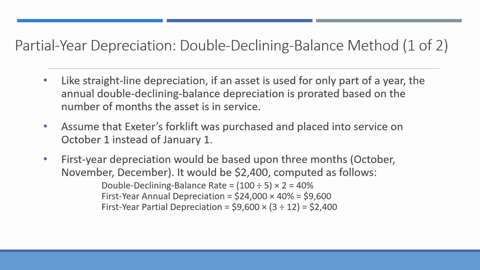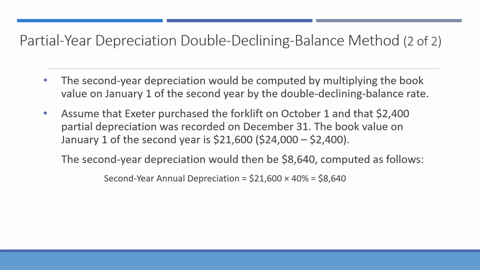And then in the following year, we use our new net book value, 24,000 minus 2,400, and then we multiply by the full year, 40%. So the second year depreciation is 21,600 times 40%, which is 8,640 under the double declining balance method. And we don't stop until we hit a salvage value of 2,000. So we just continue over the years.